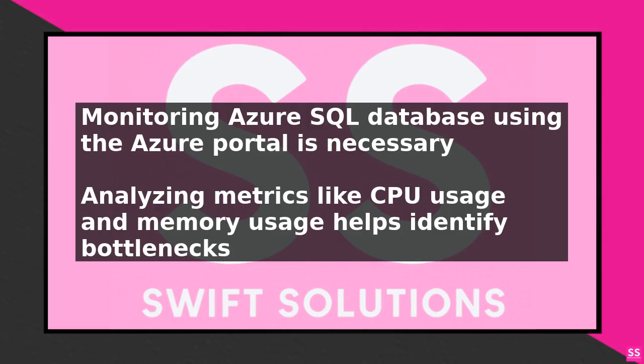optimization. You can use the Azure portal to monitor your database, which provides a range of metrics and tools to help you analyze performance. Look for metrics such as CPU usage, memory usage, and disk space usage to identify potential bottlenecks. Next, you will need to analyze your database queries to identify any inefficient queries that may be impacting performance.